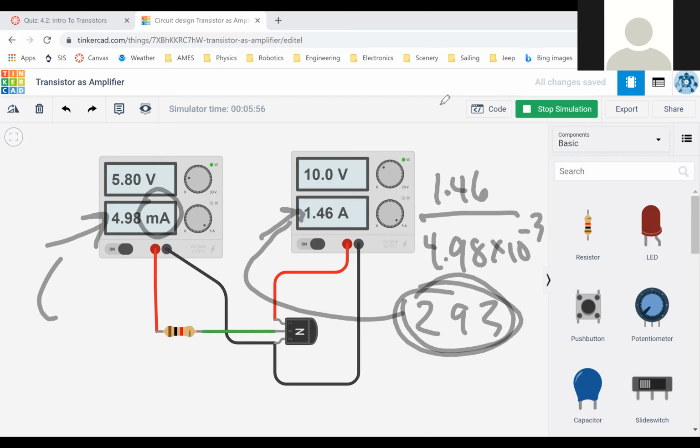Now, I do need to warn you that if you were to do this with real transistors, you will find that they vary from one to another, even if they are transistors that you bought at the same time from the same batch.